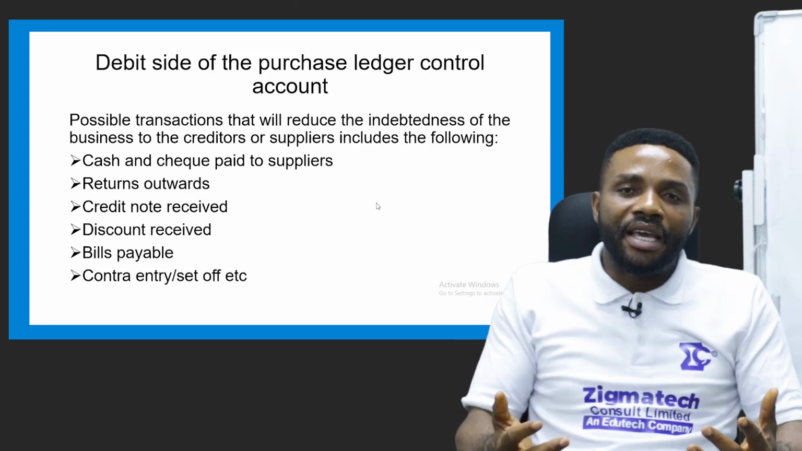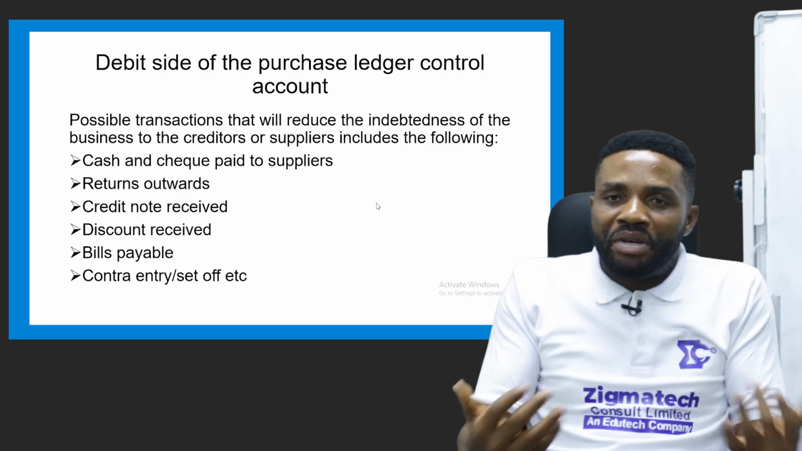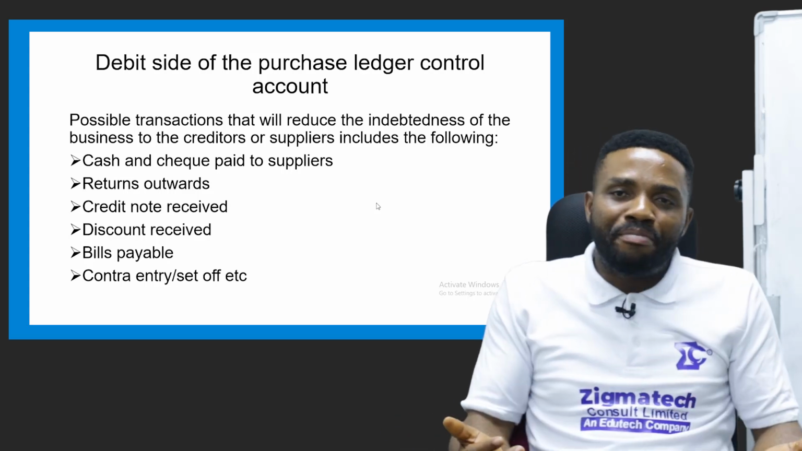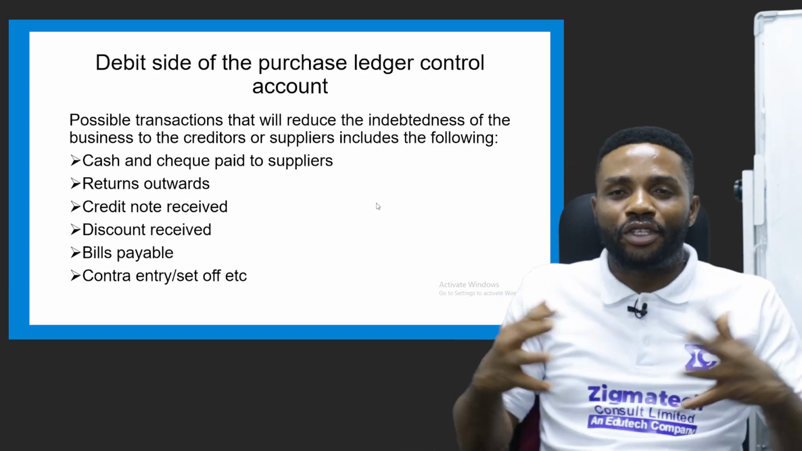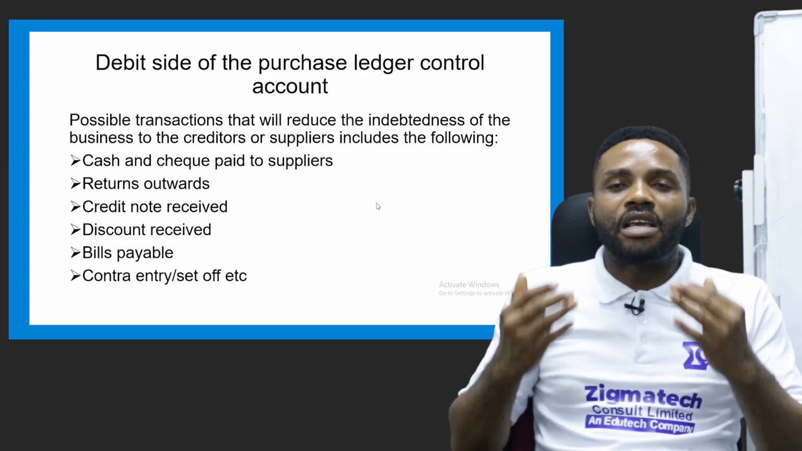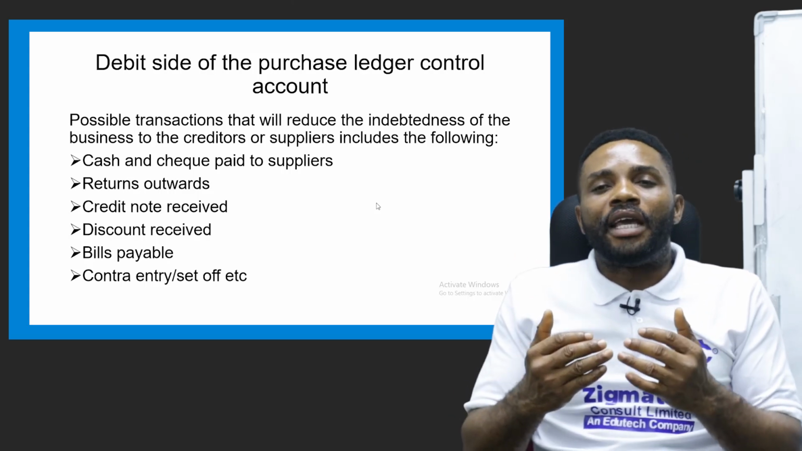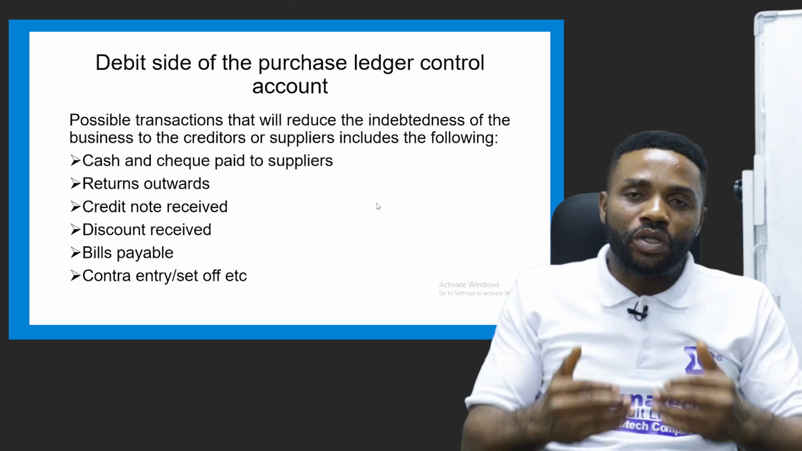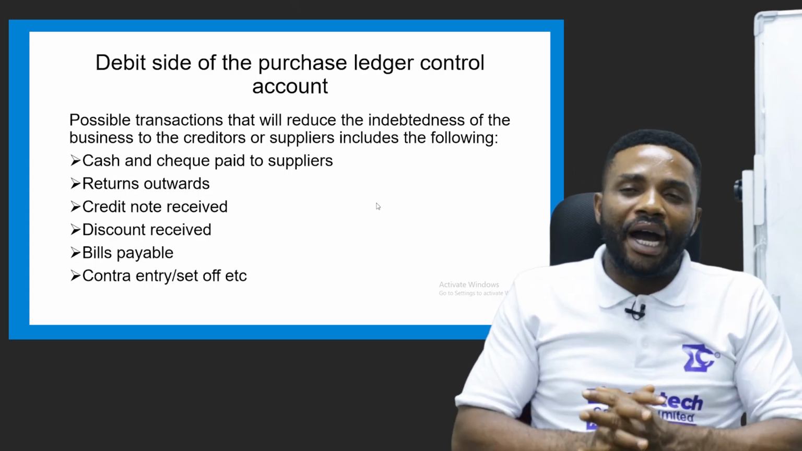And then bills payable. Bills could be a water bill, NEPA bill, any bill at all that is payable. It also reduces what I am owing my creditor.